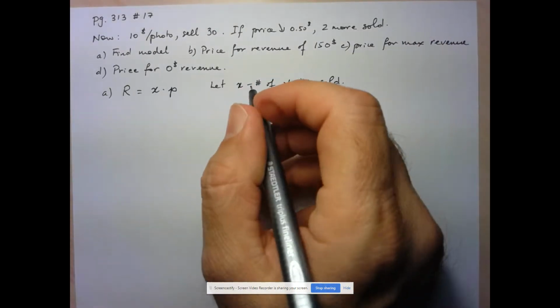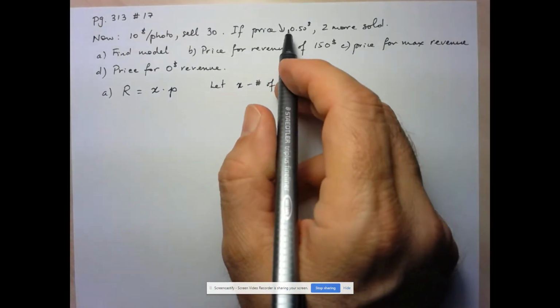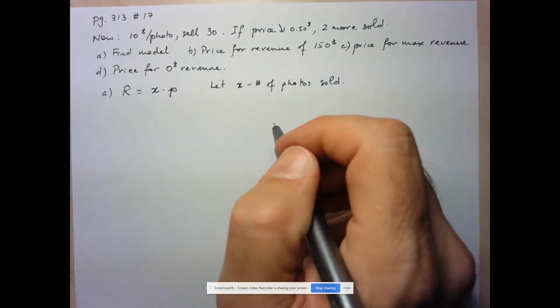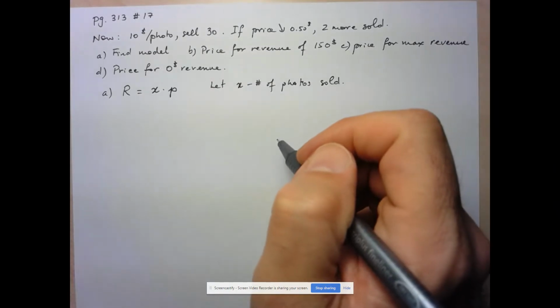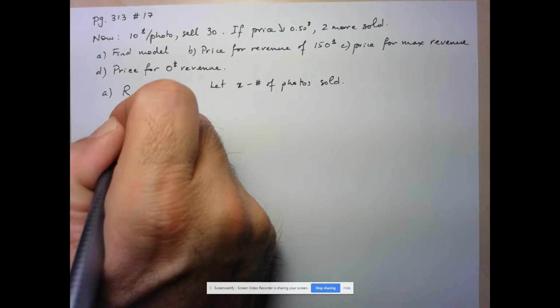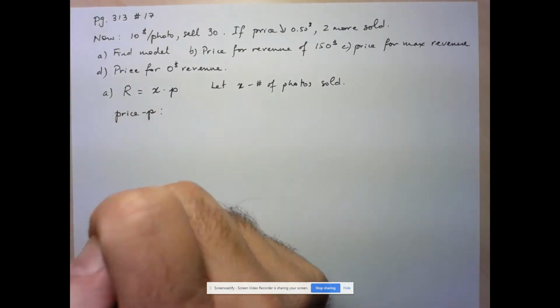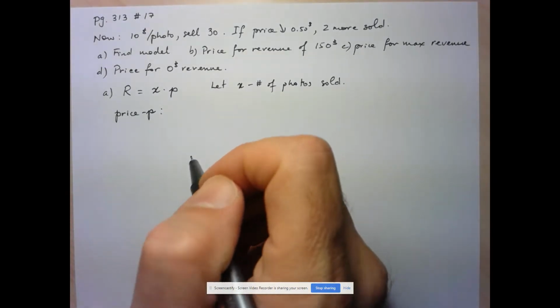Okay, now when we look at how the price works, every time I bring down the price by 50 cents, I sell two more photos. So that tells me that the price function is a linear function, okay, because it has a constant rate of change. So the first thing I'm going to do is determine my price function here. Okay, so since it's linear, I need 2 points to find the slope, and then I can find the equation.